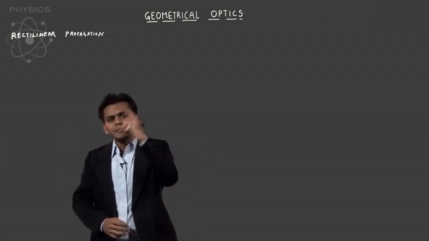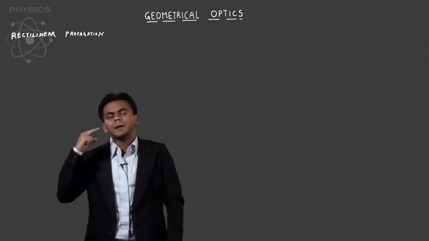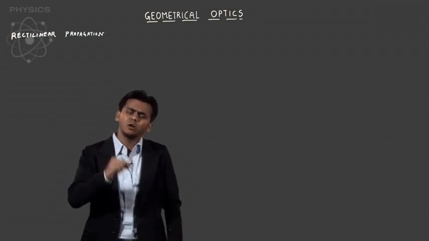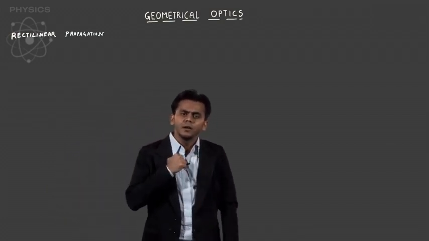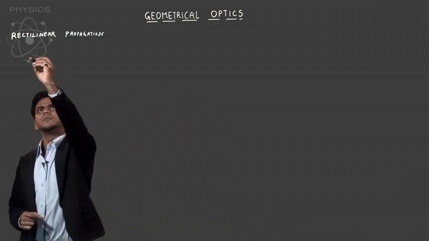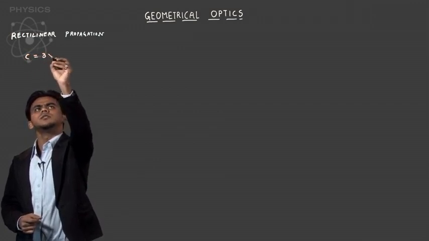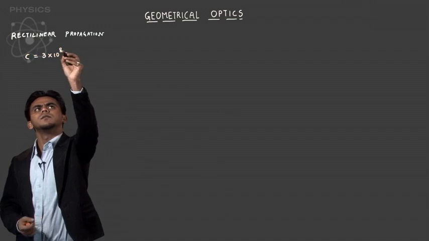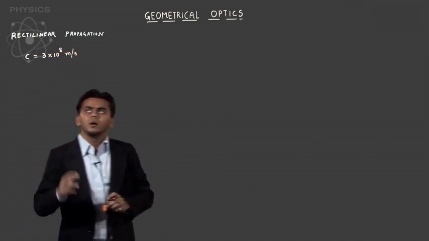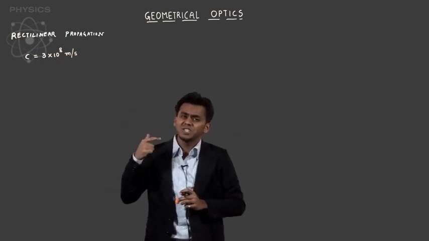So in medium 1, medium 2, medium 3, or rather in all the media, my ray of light would always travel in a straight line, and I can find the speed of light in all the media. In vacuum, the speed of light is equal to c, which is 3 into 10 to the power 8 meter per second. But the moment you change the medium, even the speed of light changes.